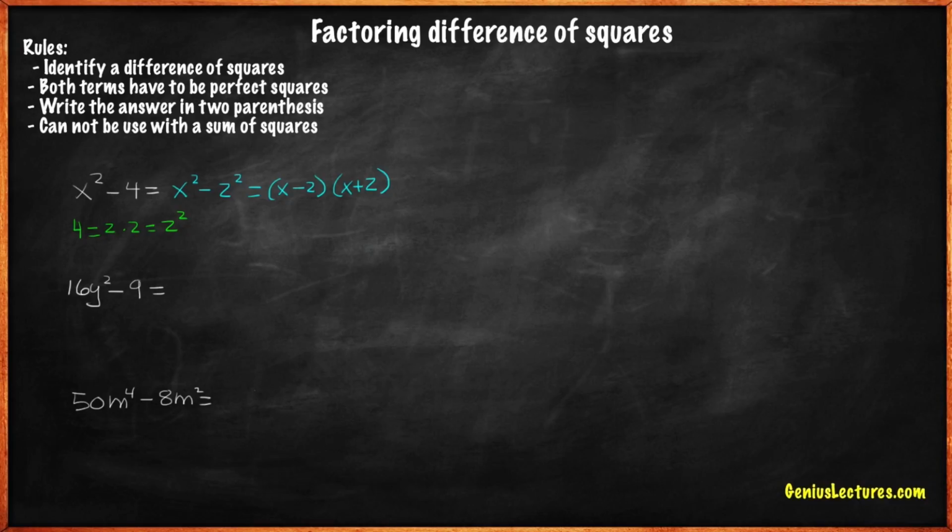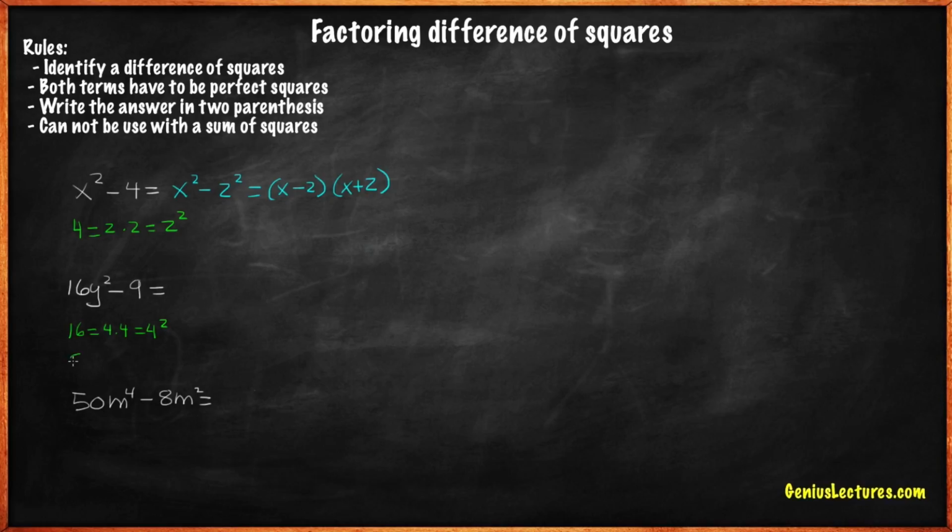Let's try another one. 16y squared minus 9. Y squared does not need to change since this is expressed as a perfect square. However, 16 is not expressed in a square form, so we have to change it if possible. 16 equals 4 times 4 equals 4 squared.